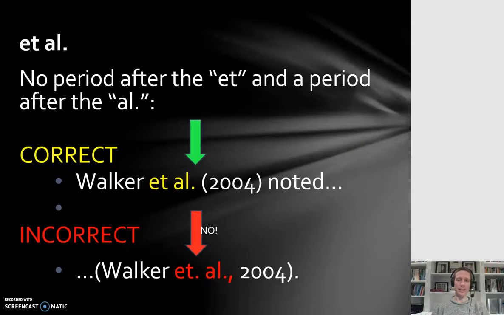And this is something that I've already mentioned here. For et al, I get a lot of errors with et al. They're not sure where to put the period. This is the correct way. Et, no period. Al, you only put the period after the al. And then you're going to have, yep, this is the parenthetical version, and this is utilizing Walker as you're talking about that study in the middle of the sentence.